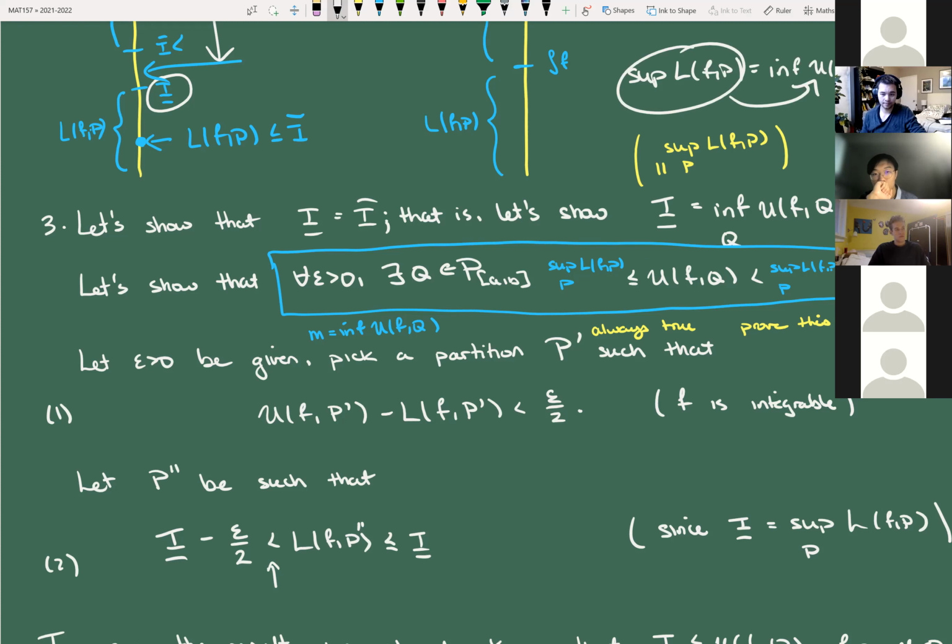Does that make sense? Yes, exactly. So we were proving the second half of this inequality. That's kind of what the long proof is. We were proving that the lower integral satisfied the definition of the upper integral, and so they had to be equal.